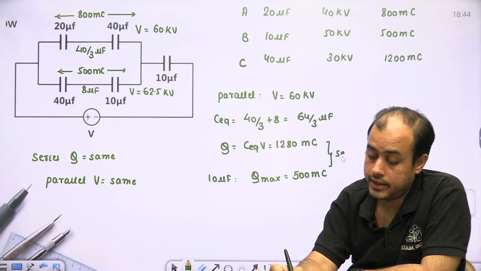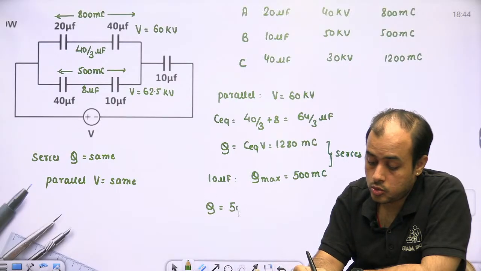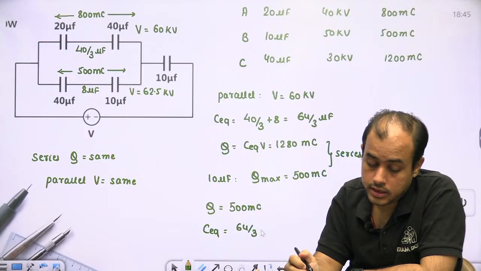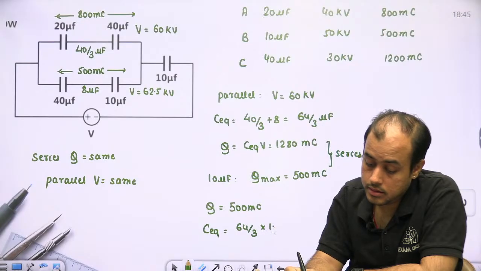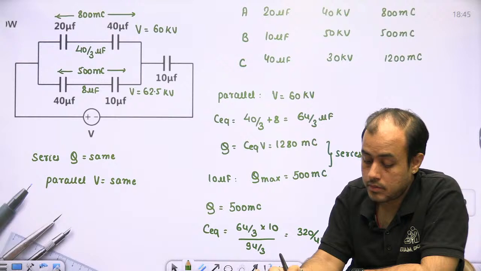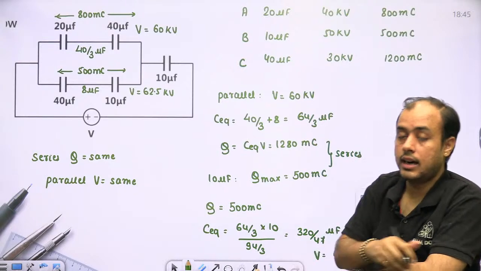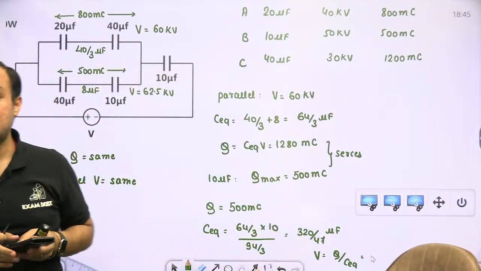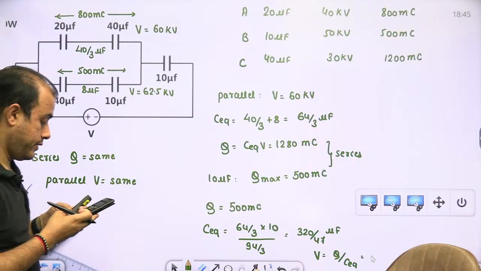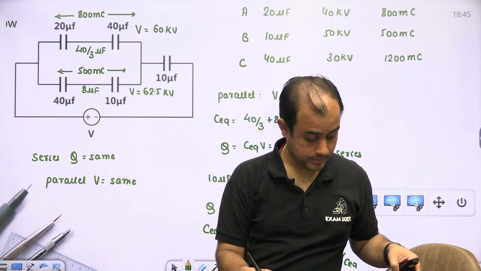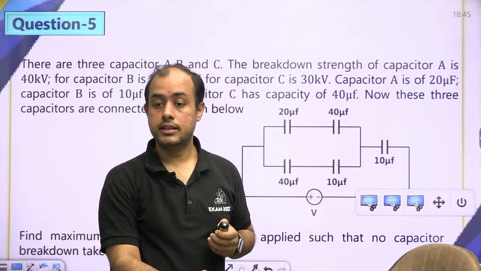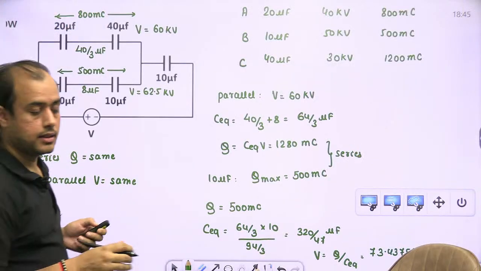Okay, now these are in series. Which charge should I choose? I will choose 500 millicoulomb. And what is the capacitance? 40 by 3 plus 8 will be by 3. Voltage. Understood? At every stage, if it is series take the minimum charge, and if it is parallel take the minimum voltage. 500 by 320 into 47, 73.4375 kV. Okay, let me also check once, is this the answer? Yes, 73.47. Is it clear? Clear, brother, how I did it?